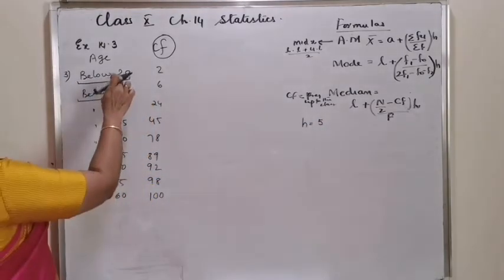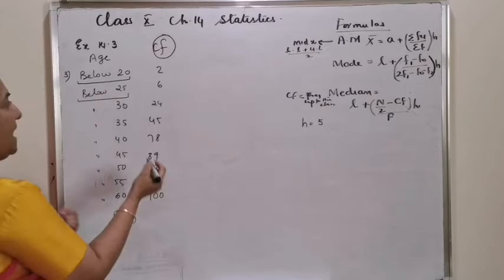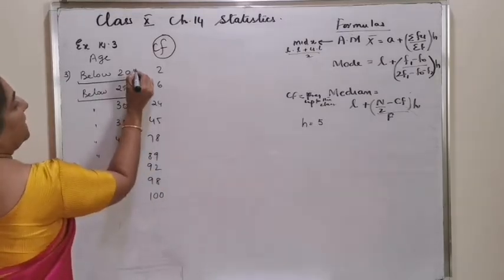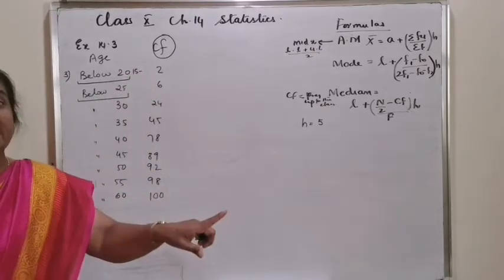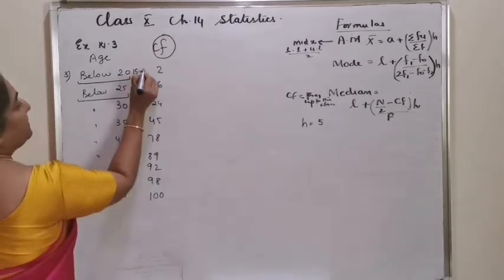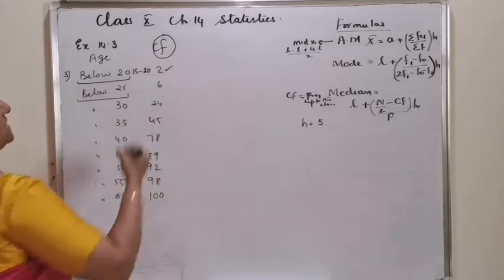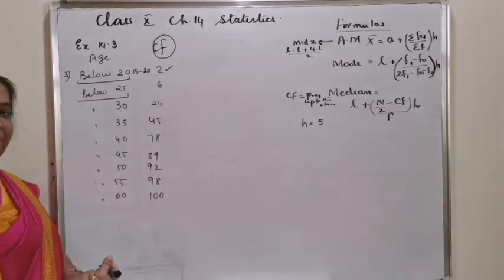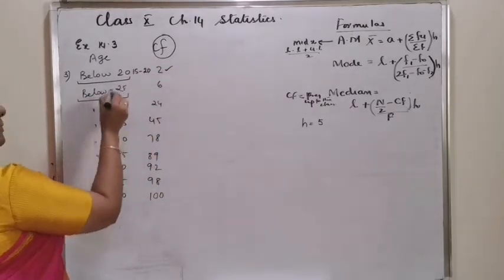So what is the meaning of below 20? You can assume that the class may be 18 to 20. That means they will add only from 18. But between 15 and 20 there are 2 people. Now what is the meaning of below 25?